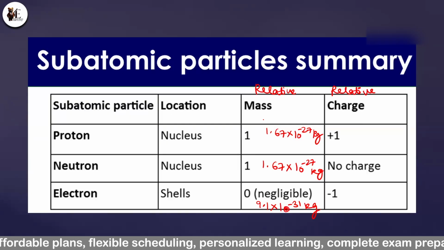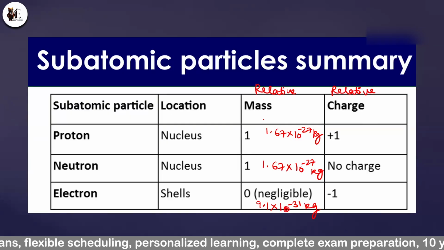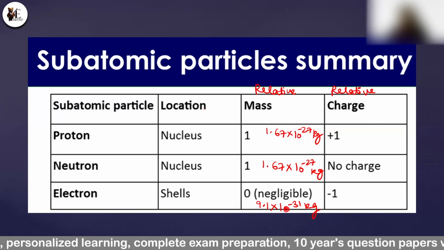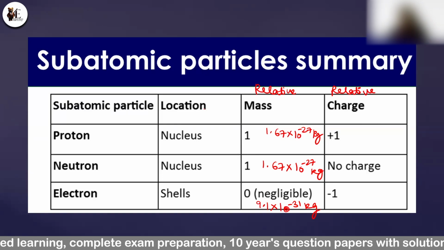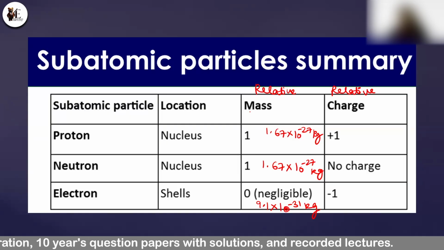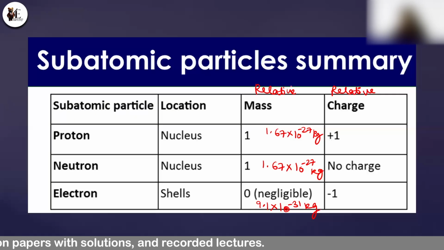Should I take down all of this? All of this means the full table? No, you know where is the location of these subatomic particles? If you don't know, you can write it down so that you won't forget. We have discussed the location and charge, right? Only mass is left. But if you want to draw, you can draw the entire table. These are your exact masses and exact charges.